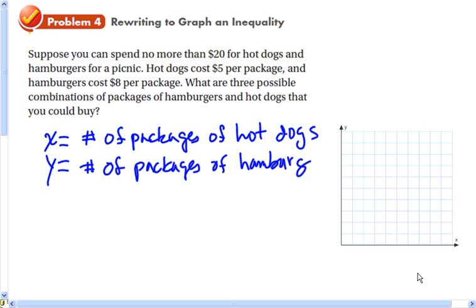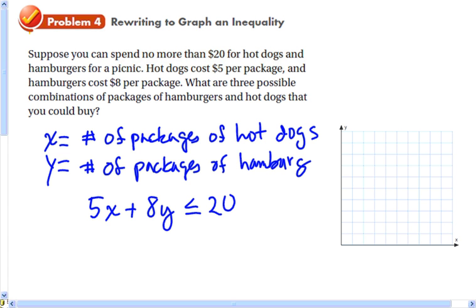So we pay $5 per package for hot dogs. So 5x could represent the amount we spend on hot dogs. And we spend $8 per package on hamburgers. So 8y could be what we spend on hamburgers. And if I add those together, I can't spend any more than $20. That indicates an inequality. So that has to be less than or equal to 20.